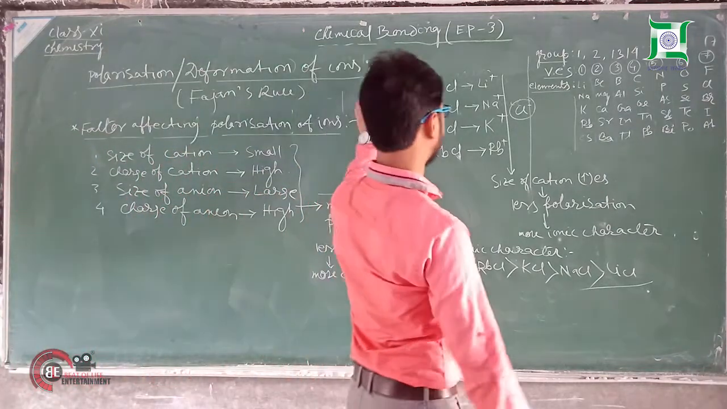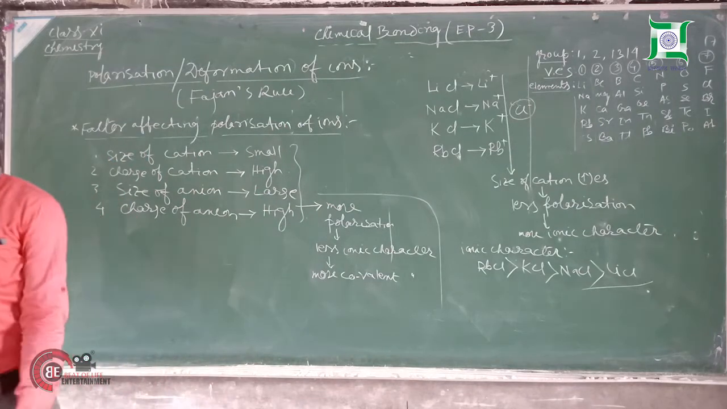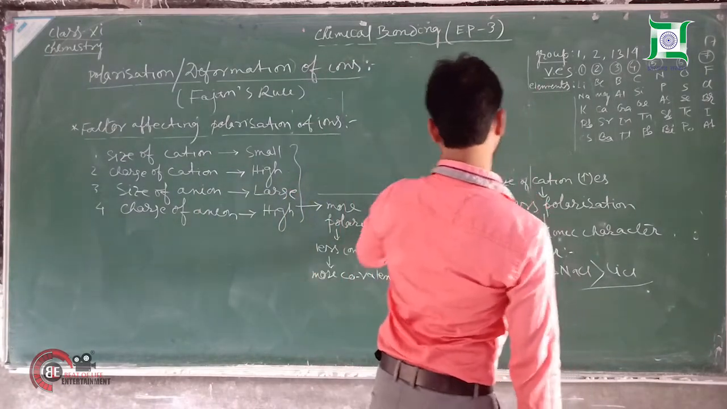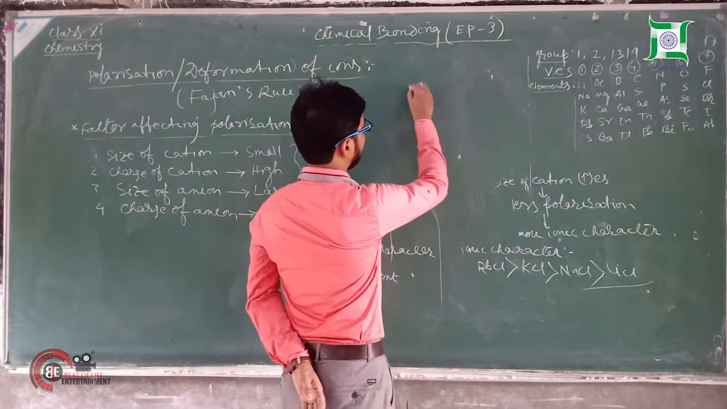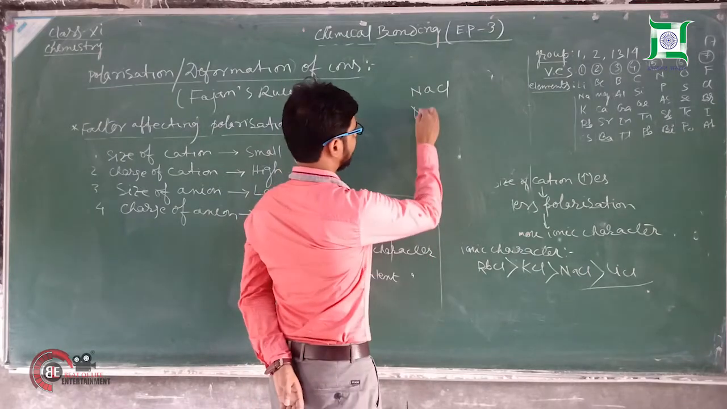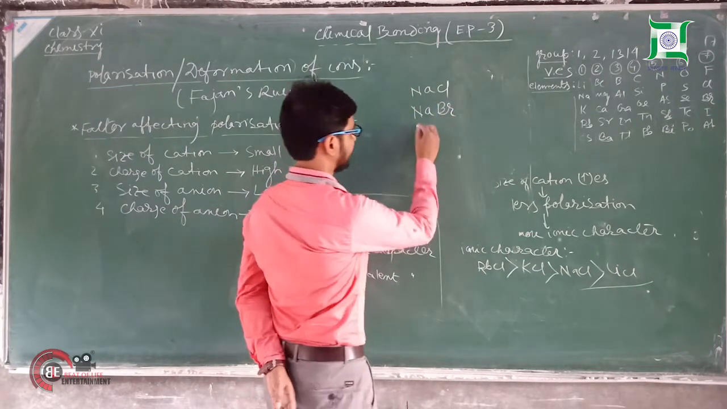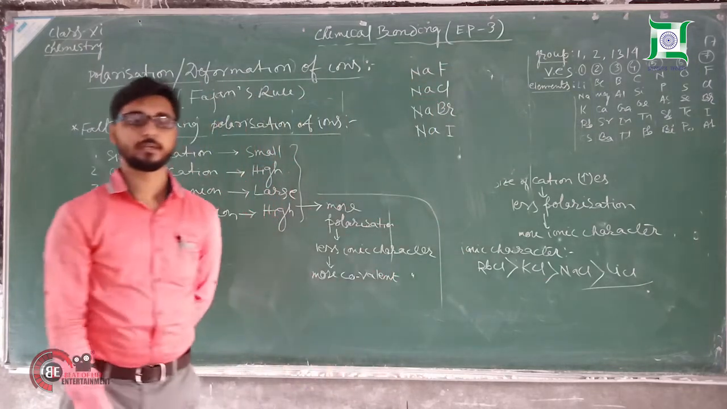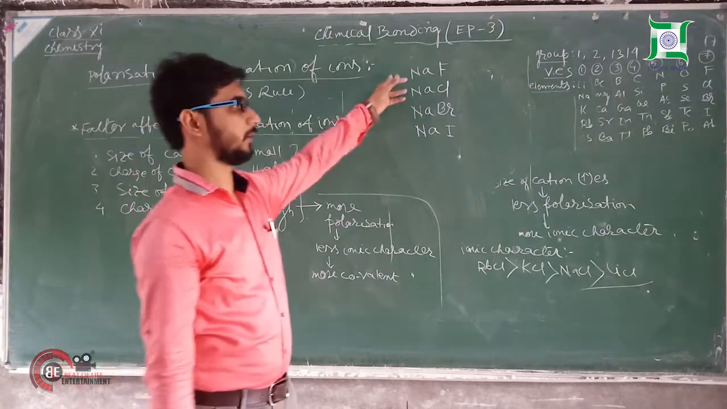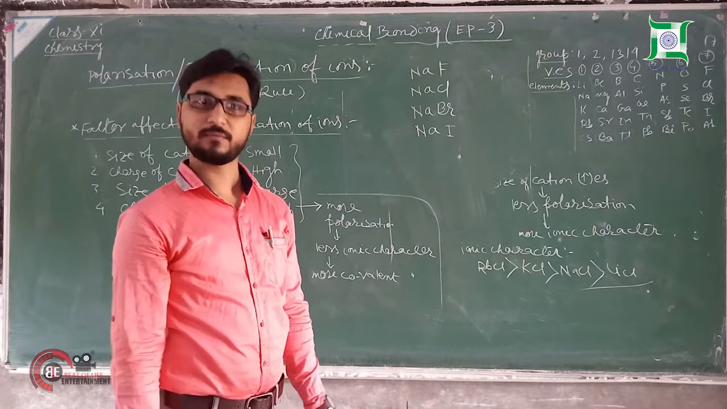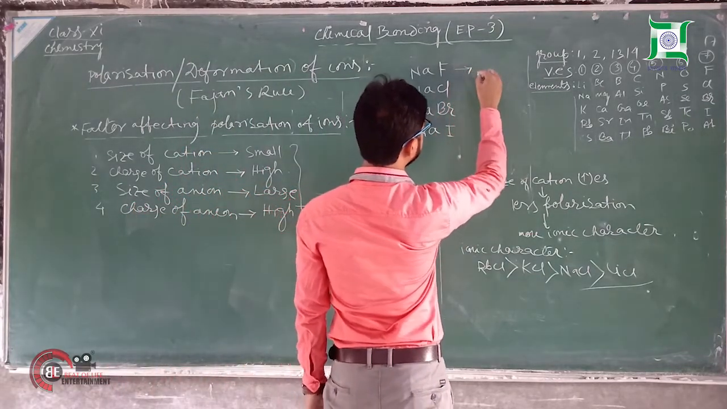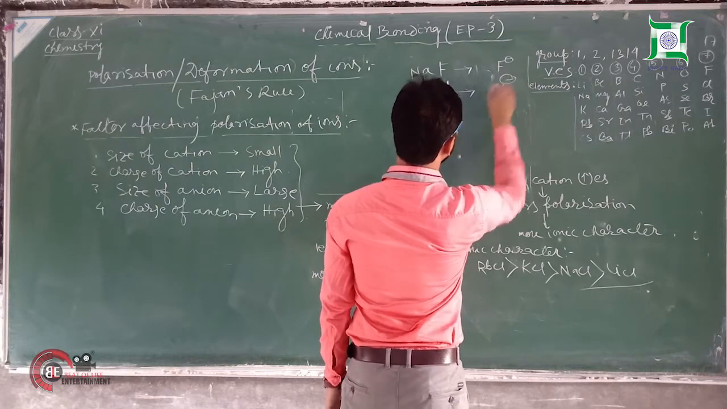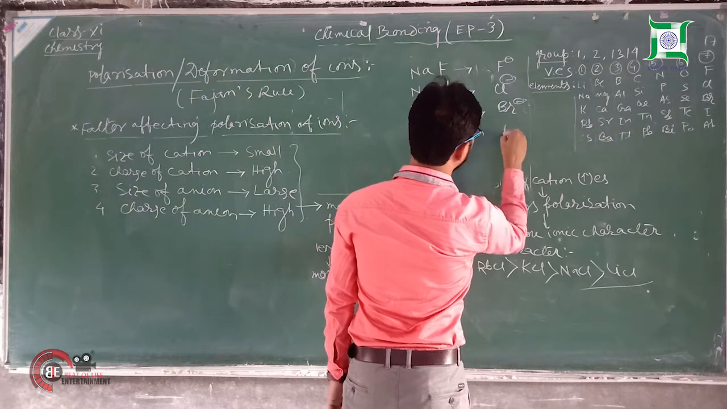Clear? Now let us take another example of fluoride, that is NaF, NaCl sodium chloride, NaBr sodium bromide, and NaI. So now we can take 4 different halides of sodium. So in all the cases cations are same, that is Na plus, but here anions are different. Here anion is F minus, here Cl minus, here Br minus, and here I minus.